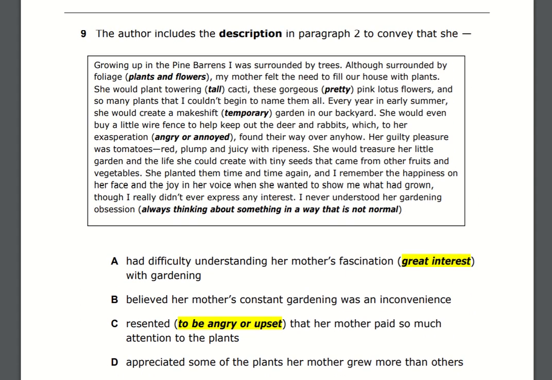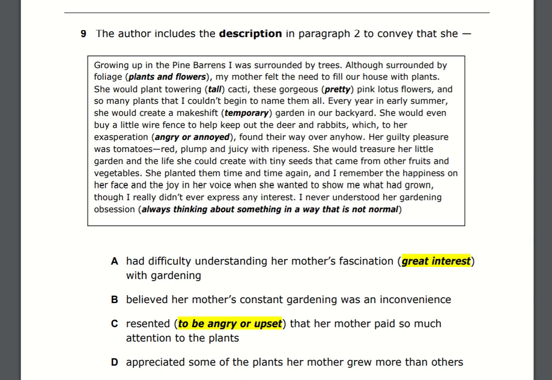Question 9. The author includes a description in paragraph 2 to convey that she. Paragraph 2: Growing up in the Pine Barrens, I was surrounded by trees. Although surrounded by foliage, plants, and flowers, my mother felt the need to fill our house with plants. She would plant towering, tall cacti, these gorgeous, pretty pink lotus flowers, and so many plants that I couldn't begin to name them all. Every year in early summer, she would create a makeshift, temporary garden in our backyard. She would even buy a little wire fence to help keep out the deer and rabbits, which, to her exasperation, angry or annoyed, found their way over anyhow.